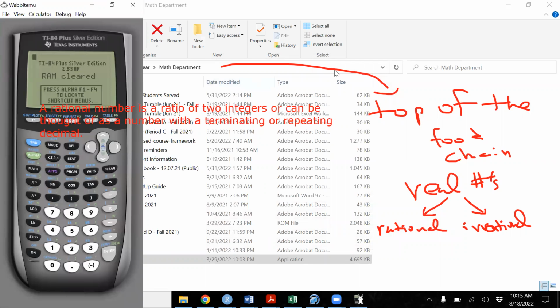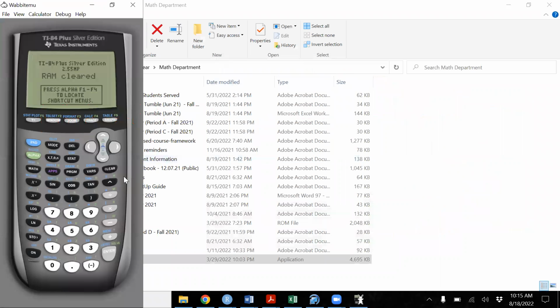So let me go ahead and clear my work. So if I type in pi, do you see any rhyme or reason to it? No, right? Or if I do root 2, the square root of a non-perfect square.